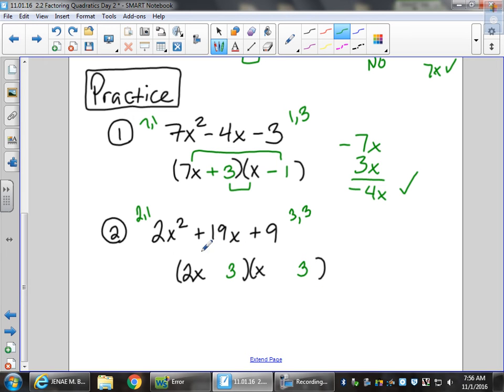What's the outer? 2 times 3. 2x times 3 would be a 6x. And a 3 times x? Anywhere close to 19? No. Would it matter if I rearrange the 3's? No. So what other factors of 9 do you want to try? 1 and 9?